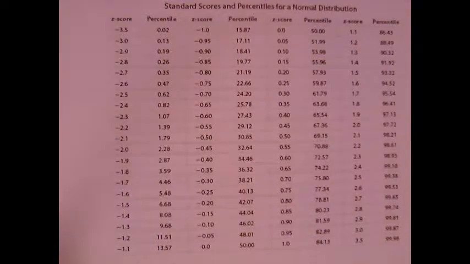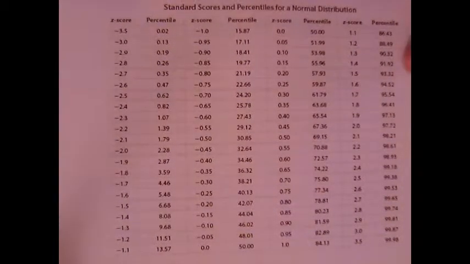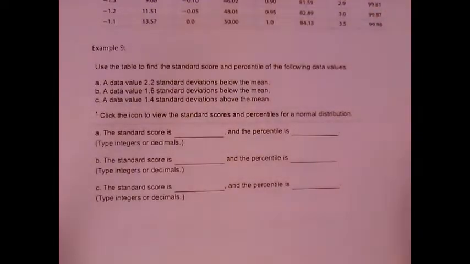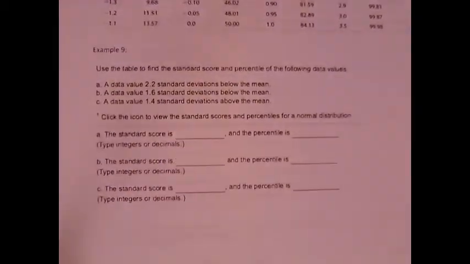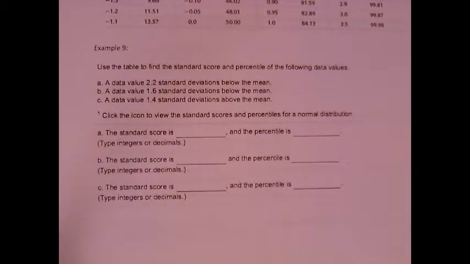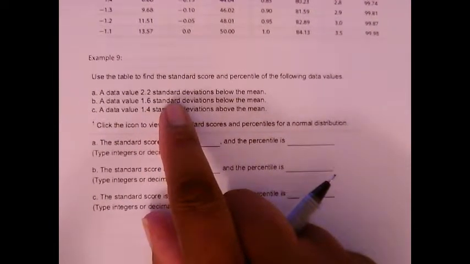Okay. So we're going to use that particular table to answer these questions here in example 9. Here we're going to use that table to find the standard score and percentile for the following data values. Starting with part A, a data value 2.2 standard deviations below the mean. Now in the homework they're going to tell you to click on the icon to view the standard scores and percentiles for a normal distribution, which is that table that I just showed you.